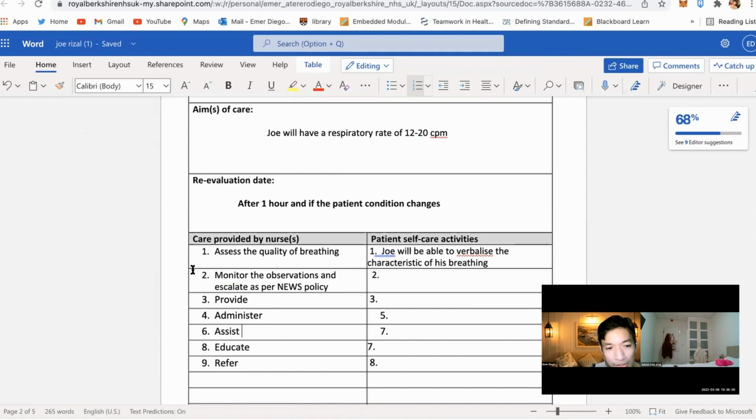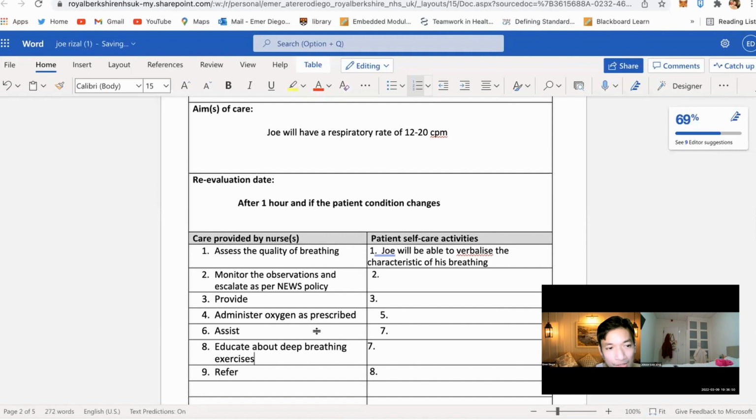So probably we could, oxygen. Do we classify oxygen as a medication? What do you think? Is oxygen a medication? Yes. So administer oxygen as prescribed. Okay? Administer oxygen as prescribed. Deep breathing exercises, why not?